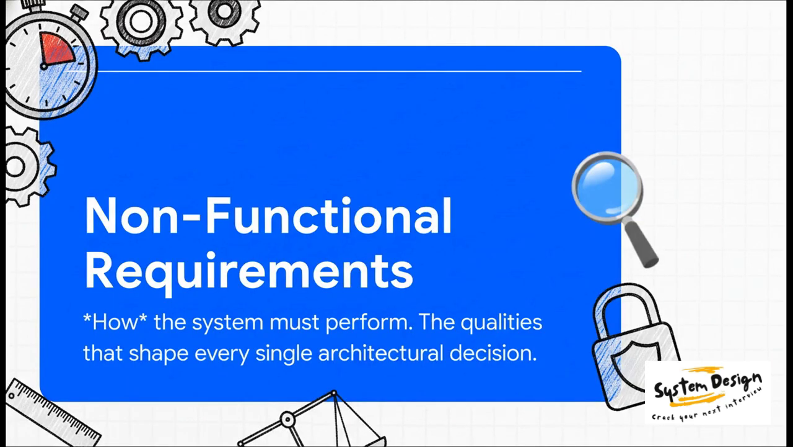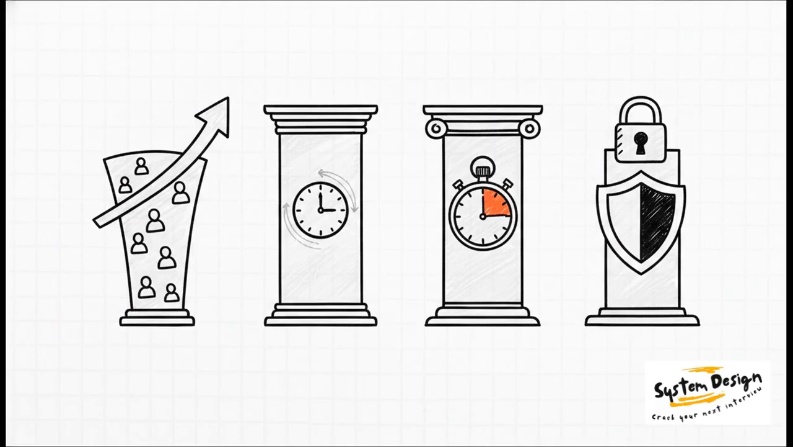So once we know what the system does, we've got to define how it does it. And these are the non-functional requirements. If the functional ones are the verbs, then these are the adjectives. They're the qualities and the constraints that are going to shape every single big decision we make from here on out. And for a system of this size, these qualities are completely non-negotiable.